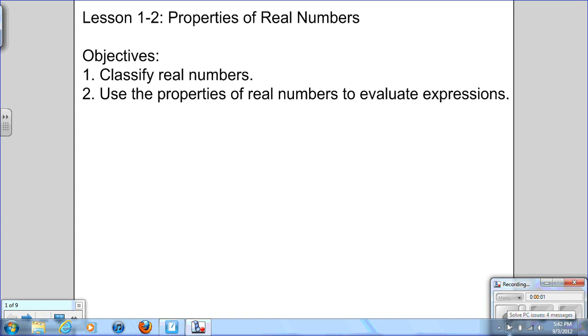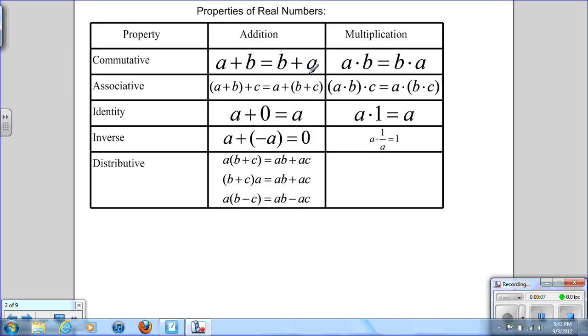Today we're going to focus on objective number 2, using the properties of real numbers to evaluate expressions. Here are the properties of real numbers. We have the commutative property. This holds for addition or multiplication. It states that the order in which you add or multiply does not matter.